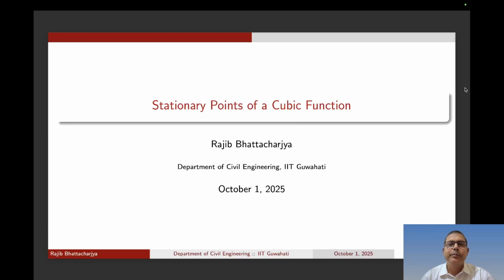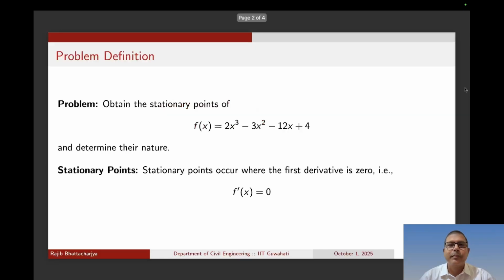Hello everyone, welcome back. So today in this video, I will discuss an example problem for finding the stationary points of a cubical function. The function I have considered here is 2x cube minus 3x square minus 12x plus 4. So this is the function I have considered for this example problem.